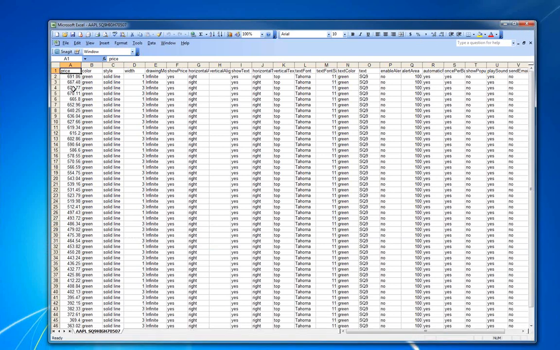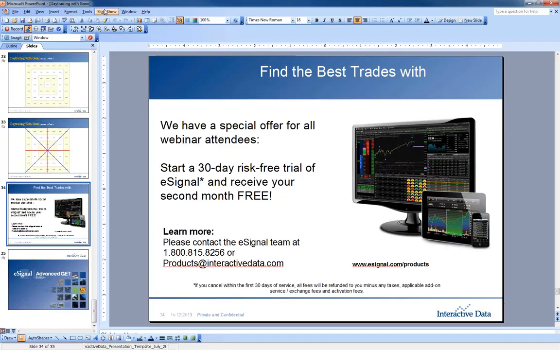Over on the left-hand side, you've got all of your square of 9 values, and then you have the elements of the line. Green line, solid, thickness, all of those basic line features. You can come in here and save this, and it will understand what it is you're trying to accomplish. Now, if you would like this as a template, all you have to do is email the eSignal team that contact information that I put up there.